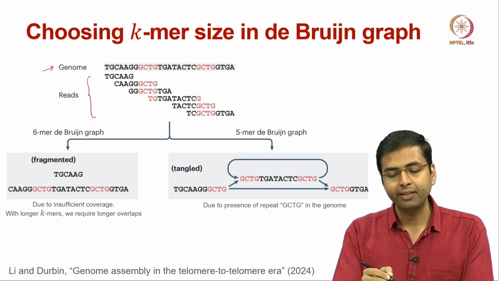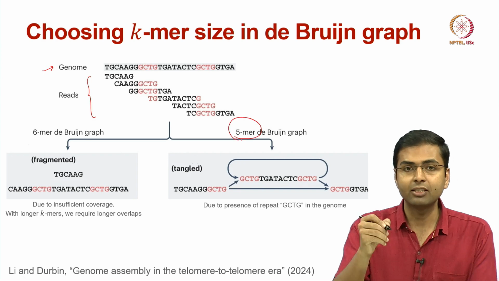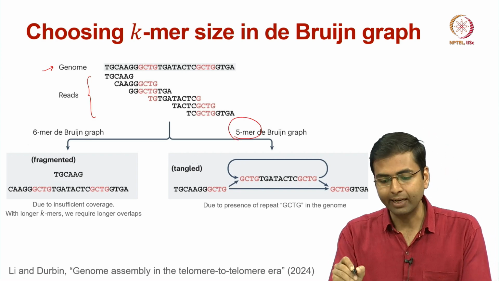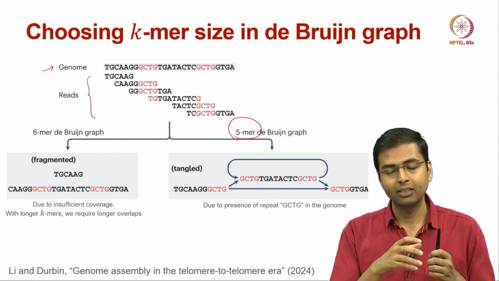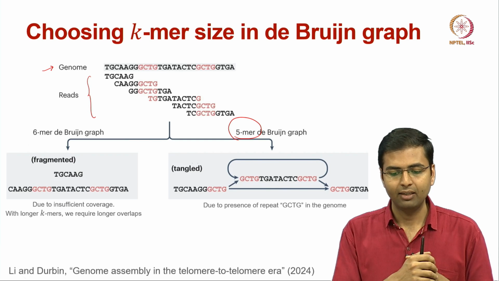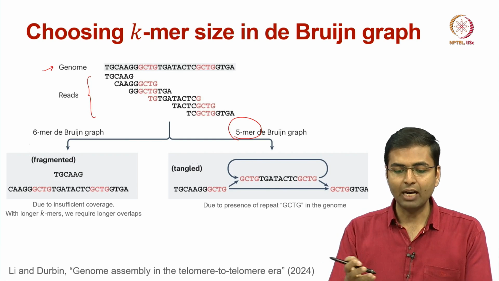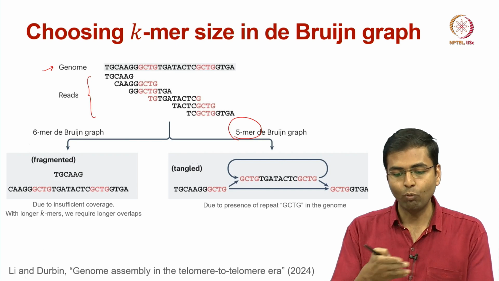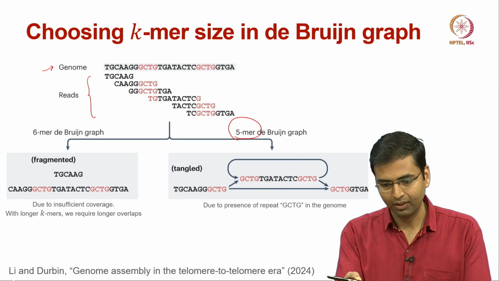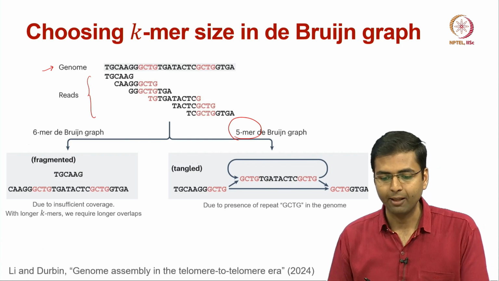Now if I use k equals 5, that is if I build a de Bruijn graph from 5-mers, then observe that the graph has tangles, that is it is not a chain-like structure in which I can easily spell the genome sequence. In other words, there are vertices which have out-degree more than 1, and I also see vertices which have in-degree more than 1. So this will create ambiguity during genome reconstruction.